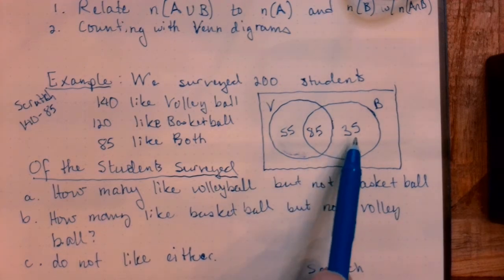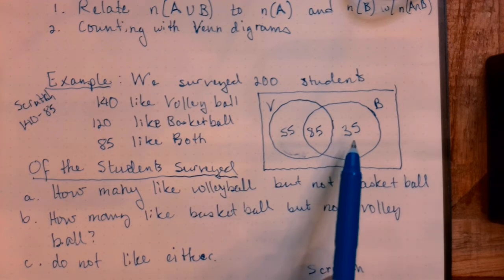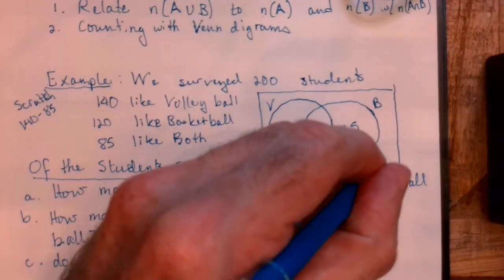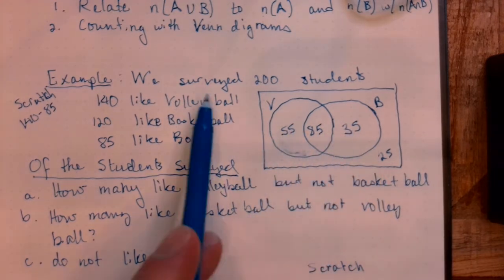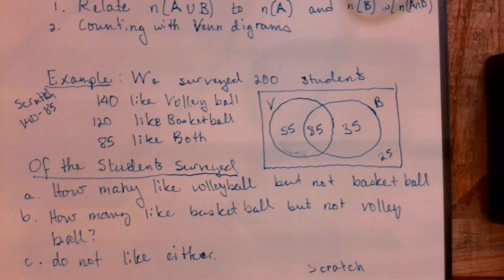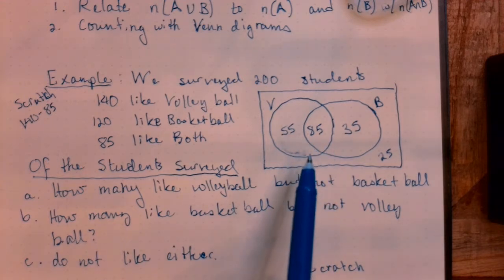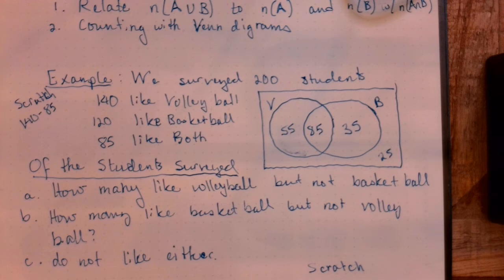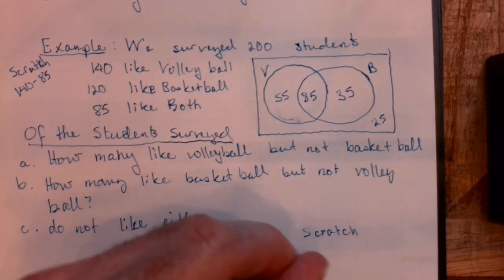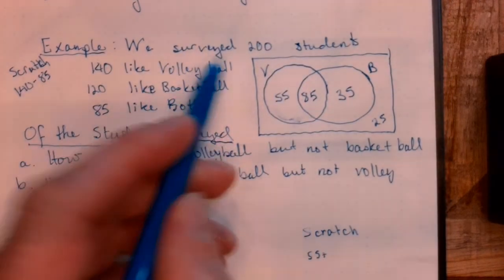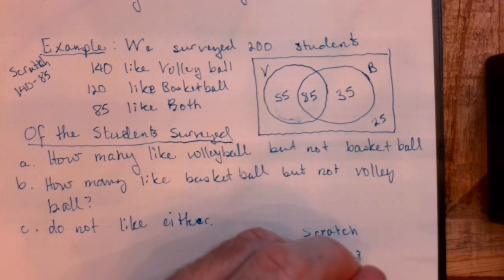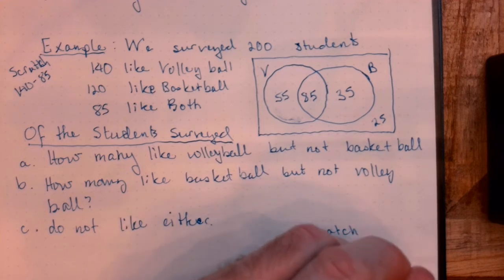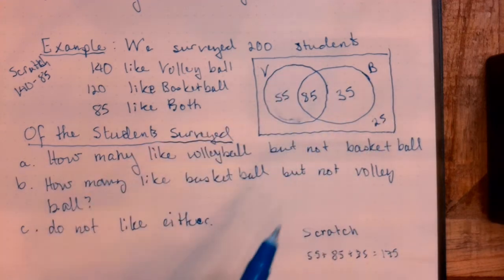140 plus 35 is 175. So there should be 25 out here. Okay, so if I take all the regions in the diagram, it gives me 200. The reason I'm getting 25 here is that 55 plus 85 plus 35 is 175. The entire diagram has to account for all 200 students.